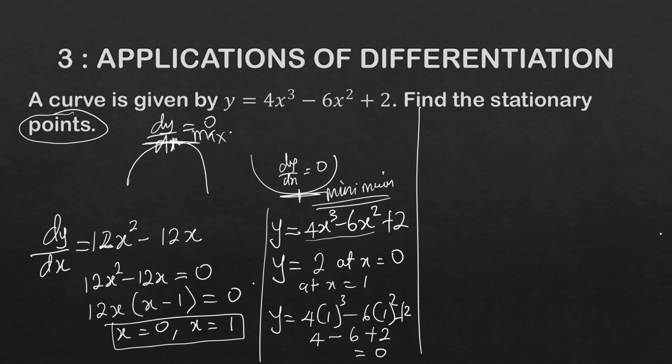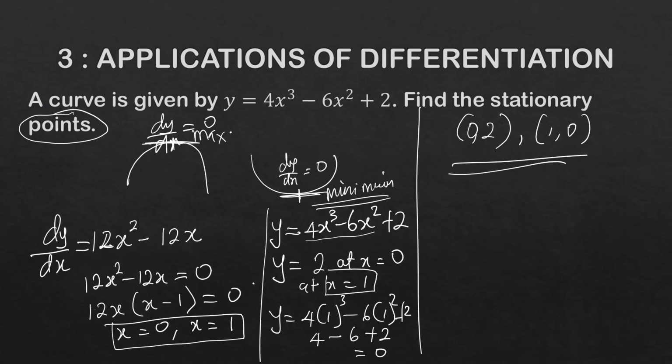Therefore, I have two coordinates. The first point is when x was 0, y was 2. This is the first point. And then another point is when x is 1, y is 0. So these are the stationary points for this equation.